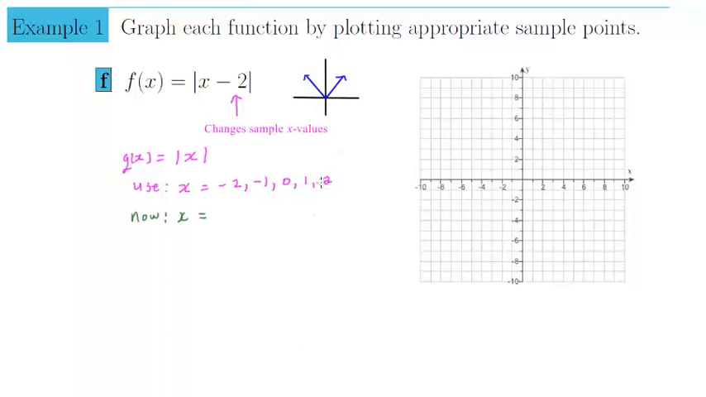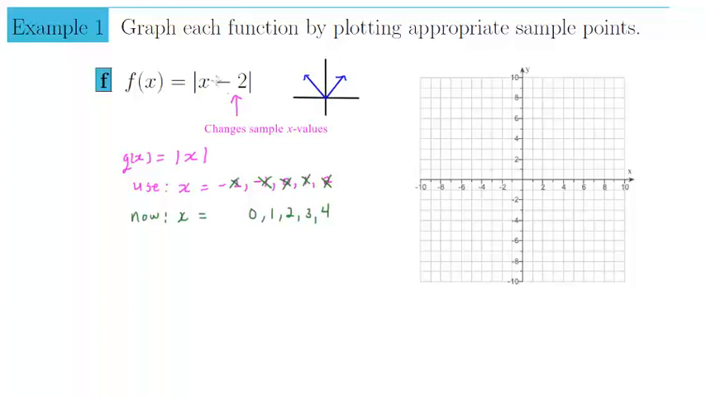So now, instead of plugging in 2, for example, we're going to plug in 4. Because if you put 4 in and subtract 2, you get 2 back. And instead of plugging in 1, we're going to plug in 3. Instead of plugging in 0, we're going to plug in 2. Instead of plugging in -1, we're going to plug in 1. And instead of plugging in -2, we're going to plug in 0. Because if we plug in these numbers, subtracting 2 will bring us back to our good sample x values that we used in this case.